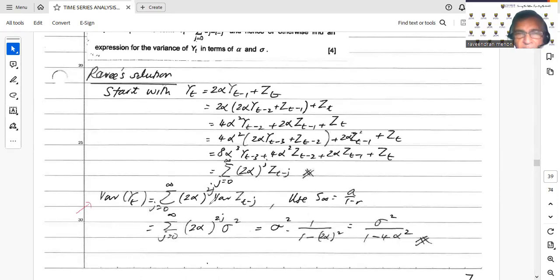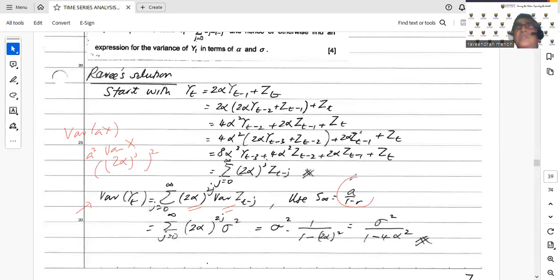Just write your variance expression and move your operator inside. Just be a bit careful, because I'm using the idea that the variance of ax is a squared times the variance of x. Can you see? This 2 alpha to the j, when you square it, you'll get this. Please be a bit careful about that. And then you have your variance, and then you have to use your sum to infinity.